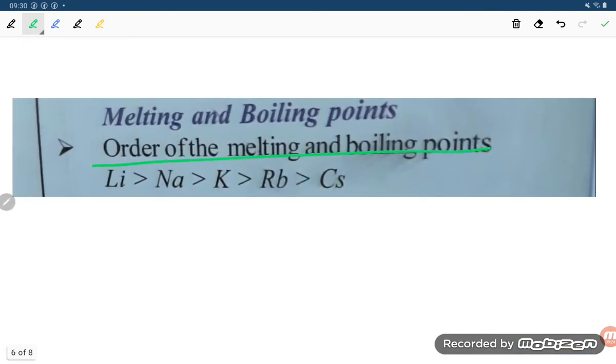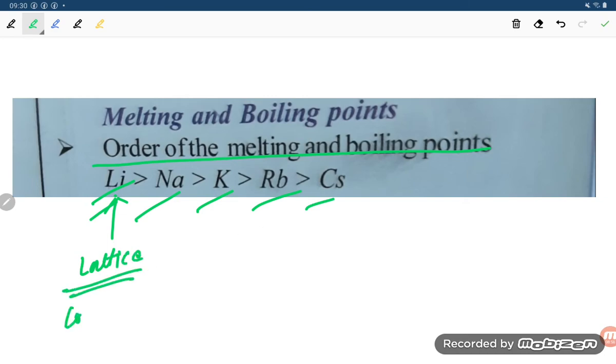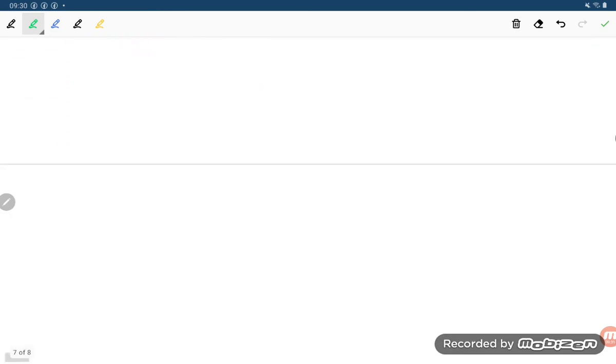Order of melting point and boiling point: lithium is highest, then sodium, potassium, rubidium, and cesium. Okay. Why is this the order of melting point? Because lithium is having a stronger lattice, student. The lattice is strong, a compact lattice. You can see the compact structure, its melting and boiling point is high compared to cesium.